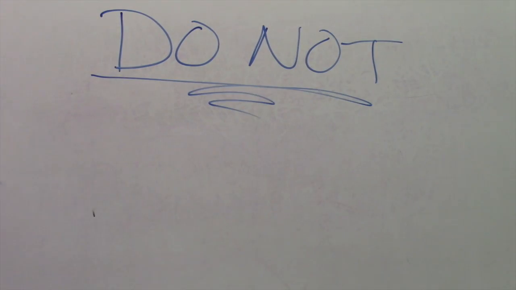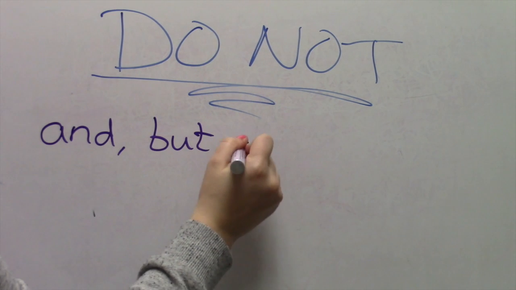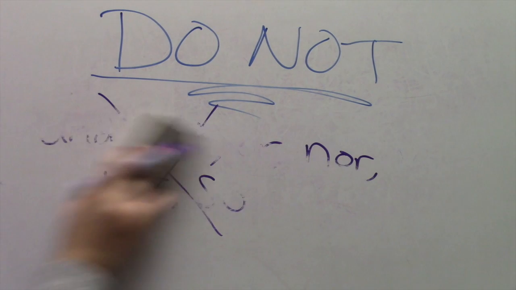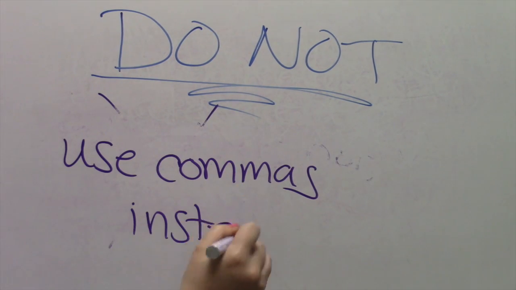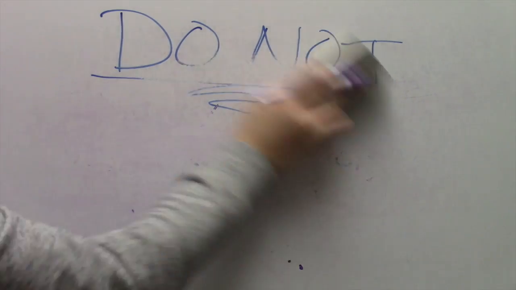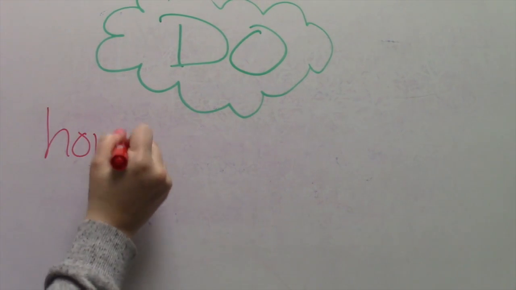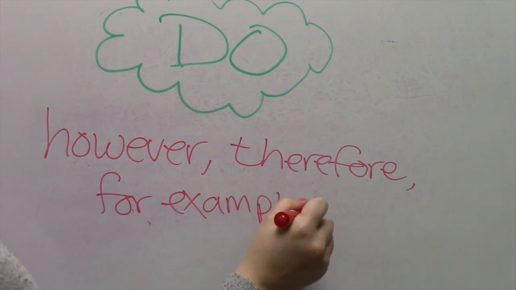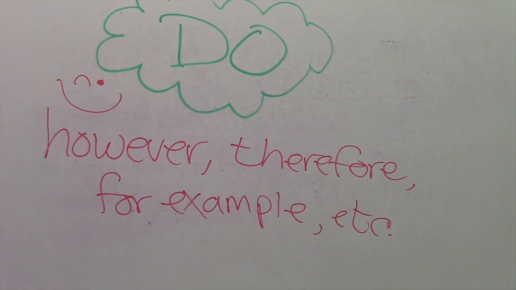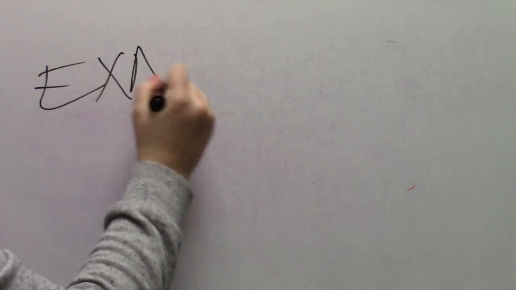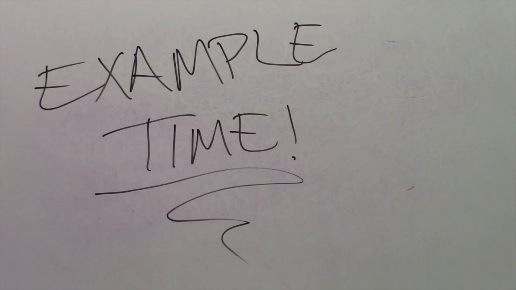So first of all, you want to remember to never use conjunctions with a semicolon. And by conjunctions, I mean either and, but, or, nor, yet, or so. Just a bad idea. You can use commas instead, and then our friend the semicolon will be happy. But you do want to remember to use semicolons with transitional phrases when writing, such as however, therefore, for example, and there's many, many more. Let me show you an example so you don't get confused. Let's get ready for example time, woohoo!